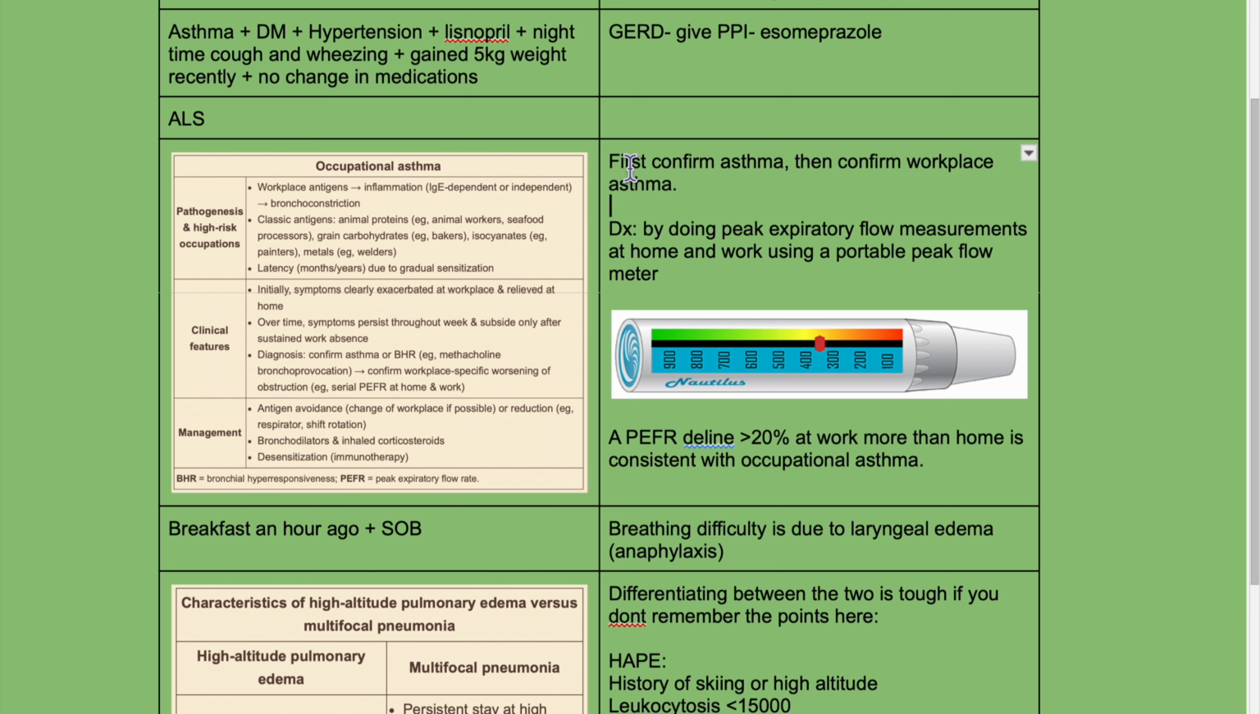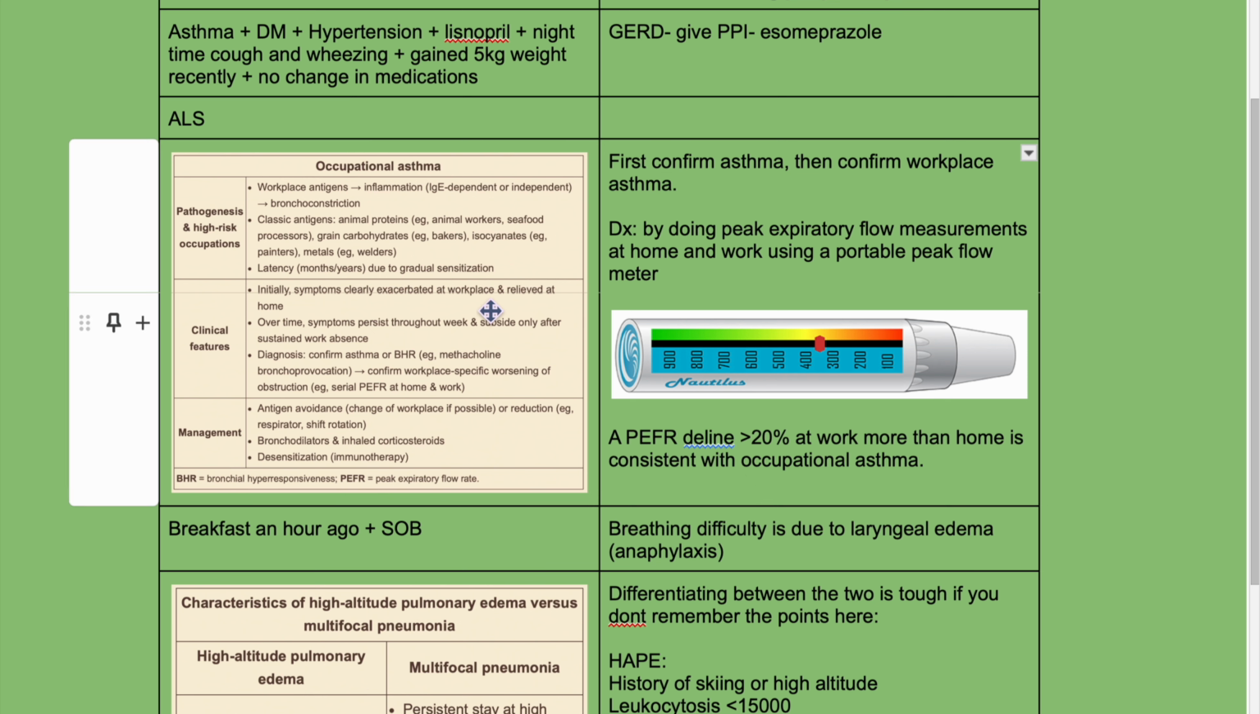Occupational asthma. So first confirm asthma, then confirm the workplace asthma. How do you diagnose it? You do peak expiratory flow measurement at home and work using a portable peak flow meter. A decline in peak expiratory flow rate of more than 20% at work compared to home is consistent with occupational asthma.